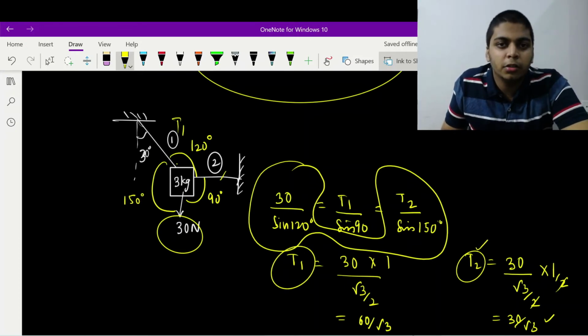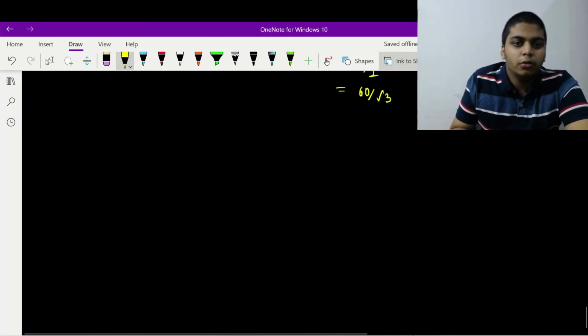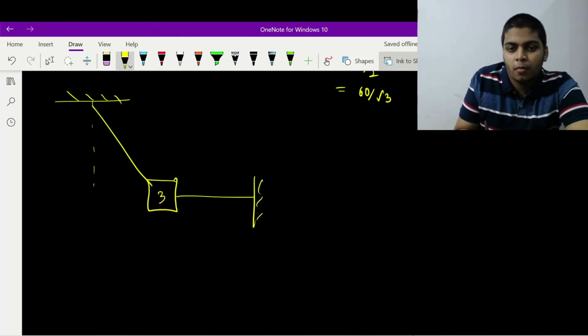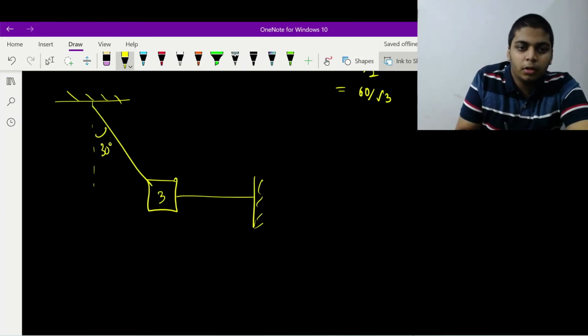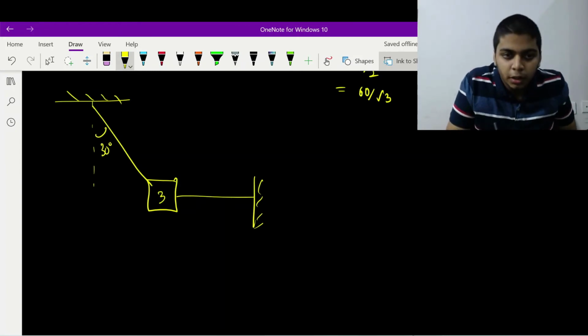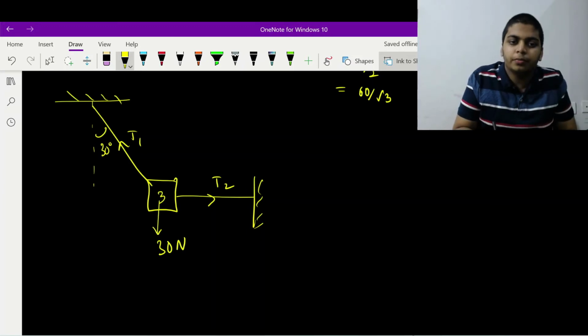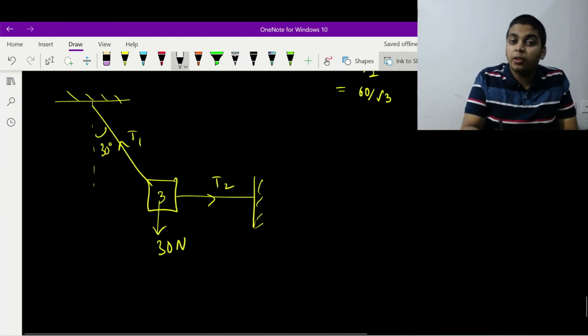Okay, this problem can also be done in a different manner, by using the component of vectors. So I'll also show how to solve that. So if this is making some angle, this was the 30 degrees, right? So suppose this is your T1 and this is your T2 and this is your 30 newtons weight.